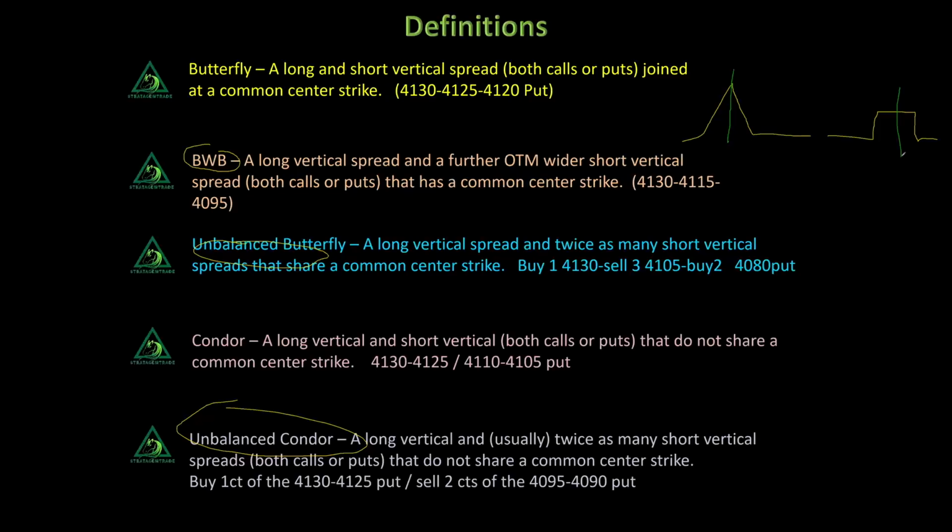Okay, because at the end of the day, the butterfly and the condor are going to be worth the maximum value if we close at the center strikes. But we haven't been using those. We've been using the BWBs, the unbalanced butterflies, and the unbalanced condors, graphs that look like this, to take a directional bet. And at the same time, when the market's right here and we're bearish, or the reverse with bullish, but using the sale of extra units to take advantage of time decay.